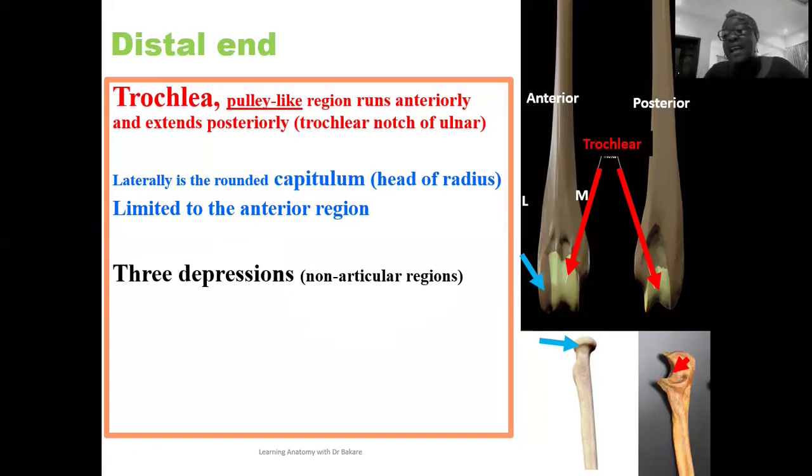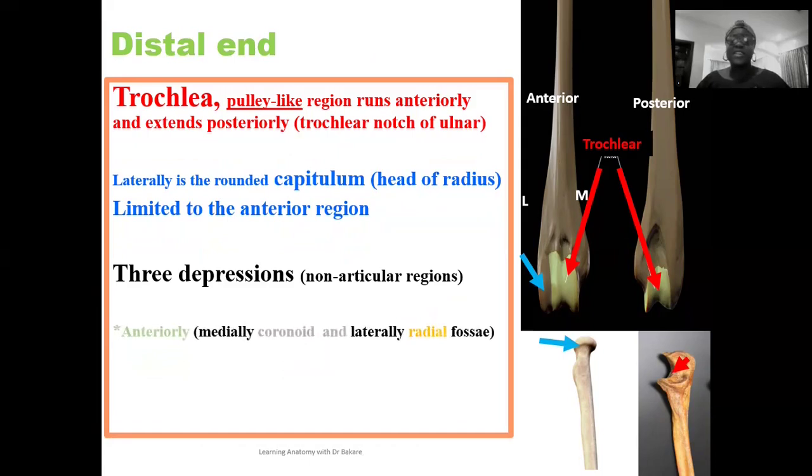In the distal end of the humerus, we have three depressions. We have three fossae that are created, which are non-articular regions of the humerus. They are not articulating with any structure. They are just created there so that at full extension and flexion, the different processes around the elbow joint will have a space to intrude into. We have two depressions in the anterior surface, and we have one in the posterior surface.